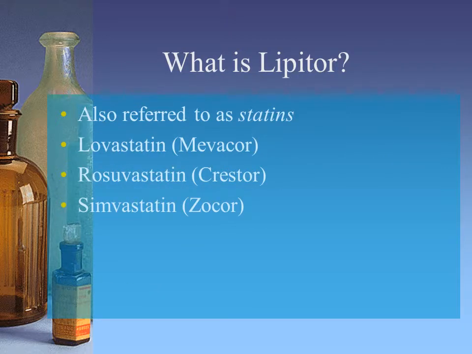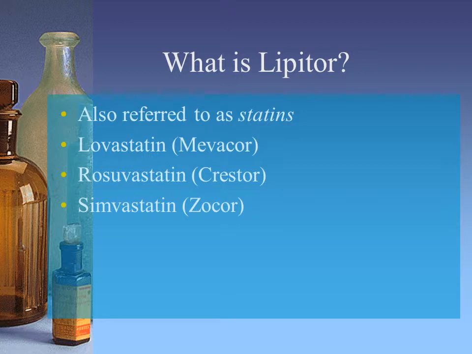So Joe's first question, what is Lipitor? Lipitor is an HMG-CoA reductase inhibitor. Big, long name for a group of medications also known as the statins. And if you look at the names, here's 3 examples. Lovastatin, rosuvastatin, and simvastatin, otherwise known as Mevacor, Crestor, and Zocor. And they should start to ring a bell from your drug summaries.